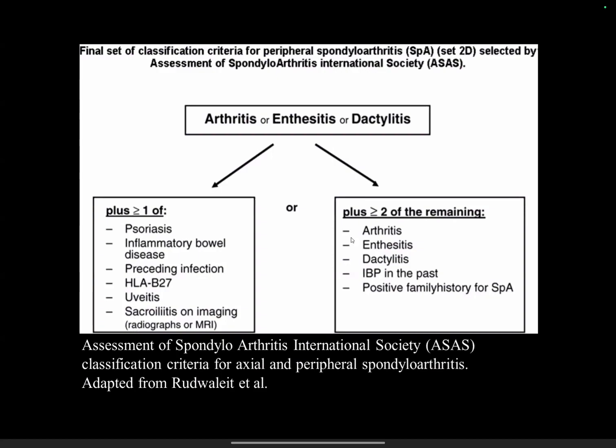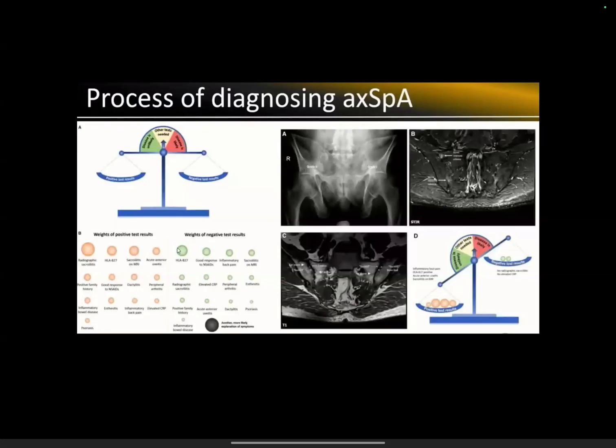These are again the SPA features. If they are present, then that makes it more probable for being labeled according to this chart that we were mentioning.